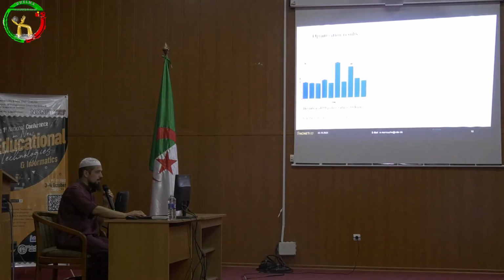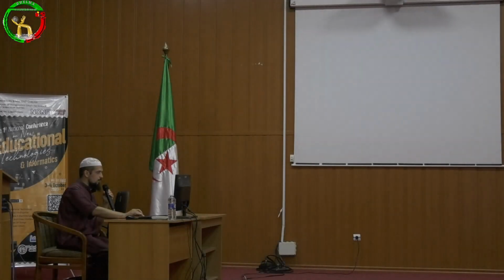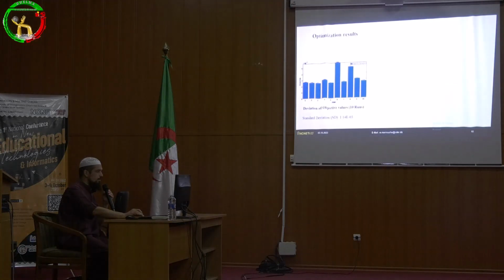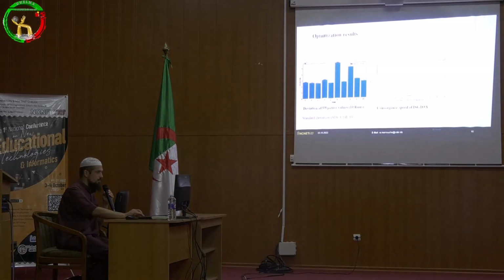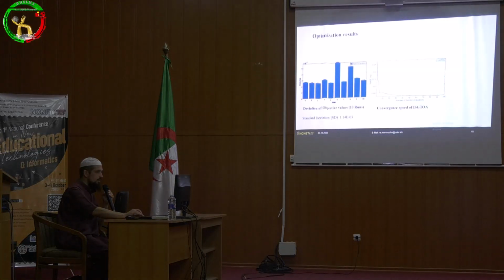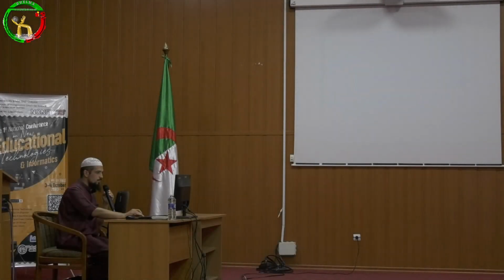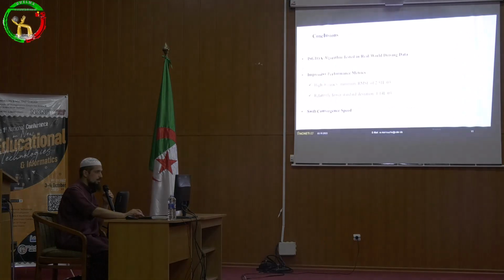We will not stop here with our results. We try to see the deviation of objective values in our 10 runs of the algorithm. You see that the standard deviation here is about 1.14 millivolt. It is very, very small. And the convergence speed is relatively high, at less than 50 iterations, to reach the minimum value. And here we also have the table of the different estimated parameters.